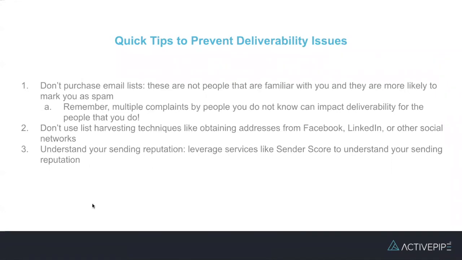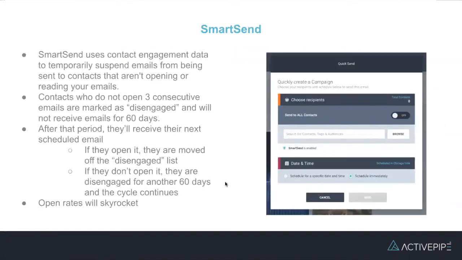The last thing that I wanted to talk about is a feature that we can enable for you at ActivePipe, and that is Smart Send. Smart Send uses your engagement data to temporarily suspend any emails to contacts that haven't been opening your emails. Any contact who doesn't open at least 3 of your past emails, we can mark them as disengaged and they don't receive emails for 60 days. And then after that period, they'll receive their next scheduled email.